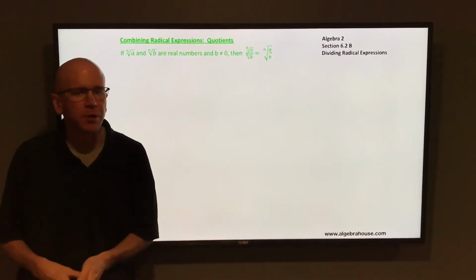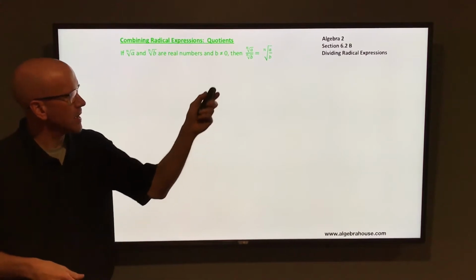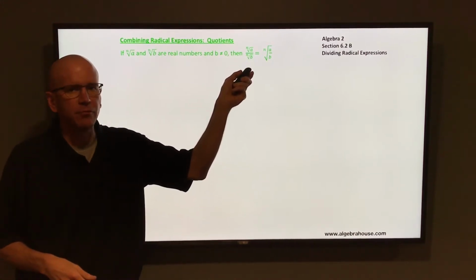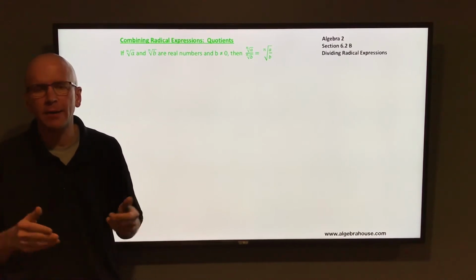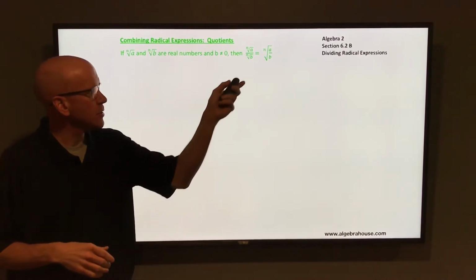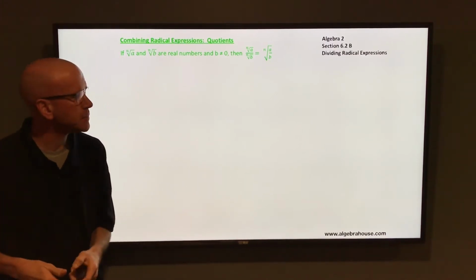Dividing radical expressions. If the nth root of a and the nth root of b are real numbers, then the nth root of a divided by the nth root of b could be written as the nth root of a over b. So if you're dividing radicals and the root is the same, you can write those as one single fraction under the same radical sign.